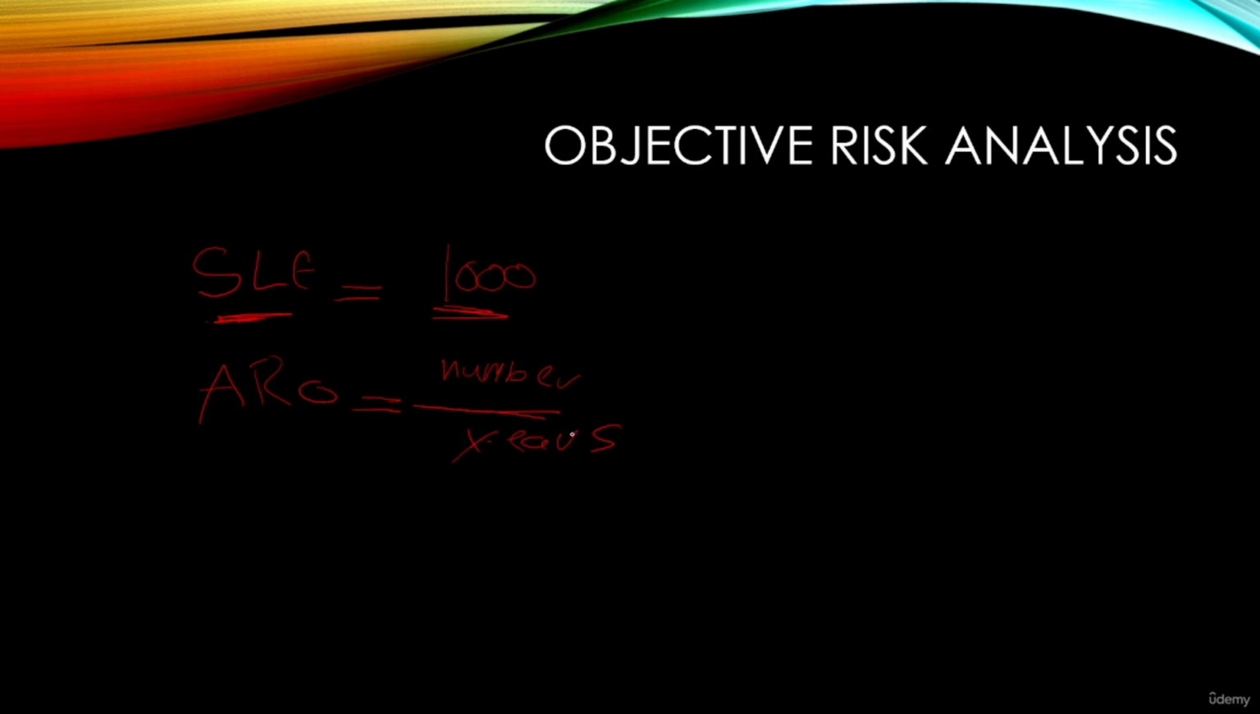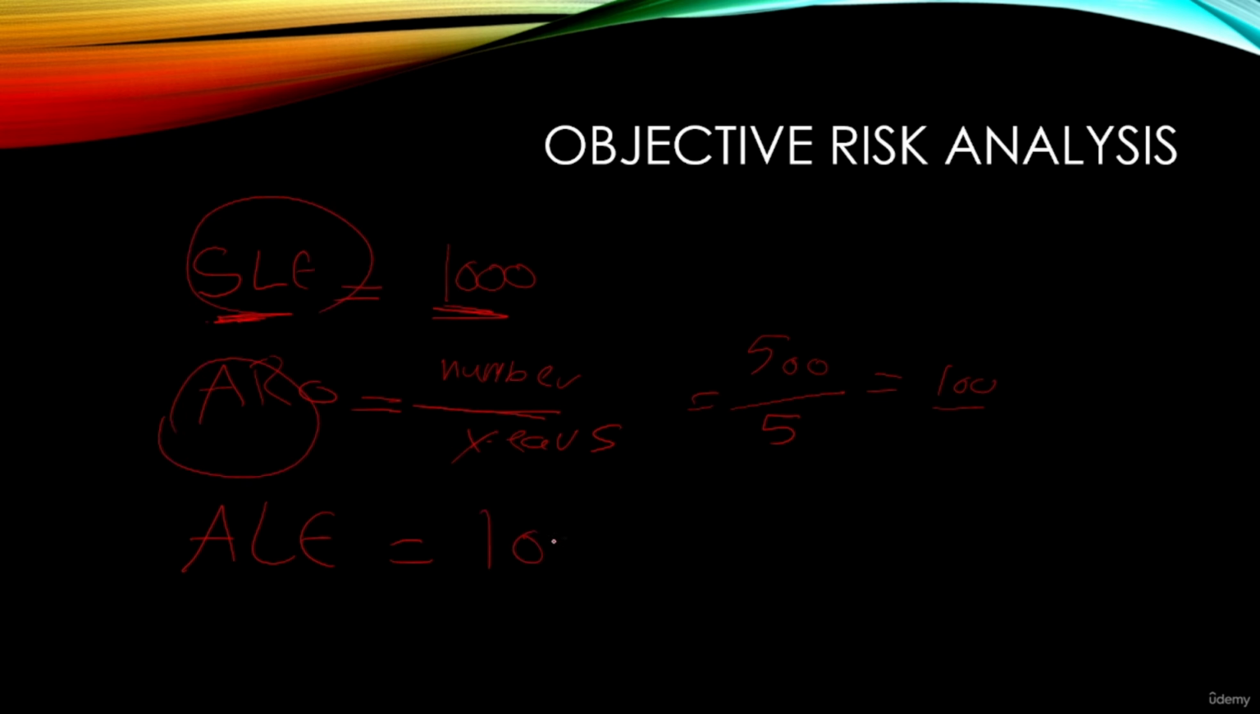For example, according to my records, I'm aware that a fire incident or a car crash incident happens like 500 times every 5 years or something like this. So that means the annual rate of occurrence will be 100 per year. In order to get the total value of risk, which is known as annual loss expectancy, I will get the product of SLE and the ARO. So it will be 1000 multiplied by 100, and I will get the value of 100,000. This is the annual loss expectancy, which refers to how much I could lose across the year if this risk happened this amount of times.